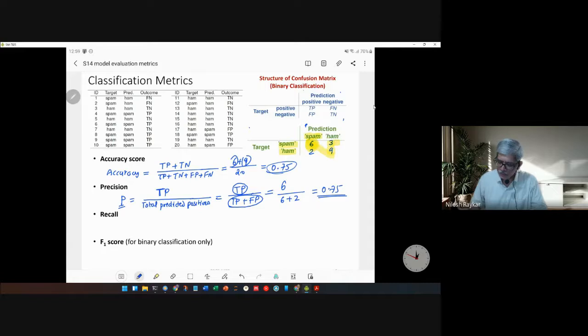So what you are doing here is TP plus FP. So that is the addition of the column in the positive column. So this is TP plus FP.